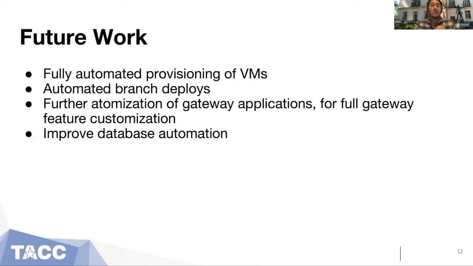For future work, we want to do a full automation of VM provisioning. Automated branch deploys would be amazing, and further atomization of gateway applications. That means we want to make sure that we can spread out all the features and make the gateways even more customizable. And of course, as always, improve database automation and make more backups.